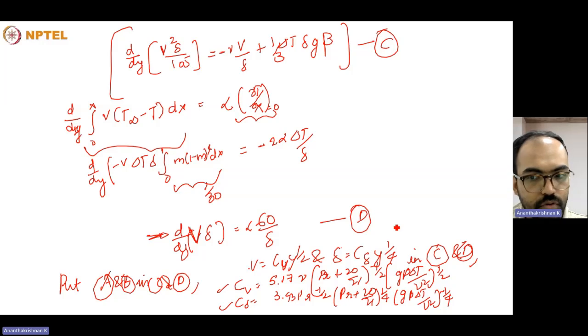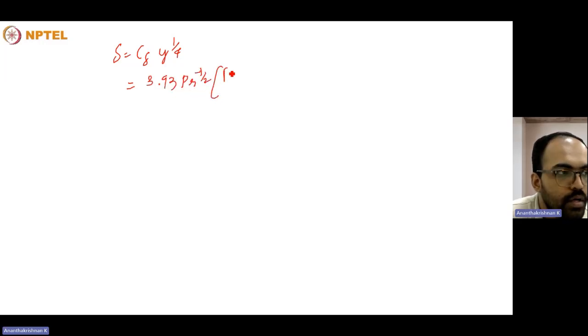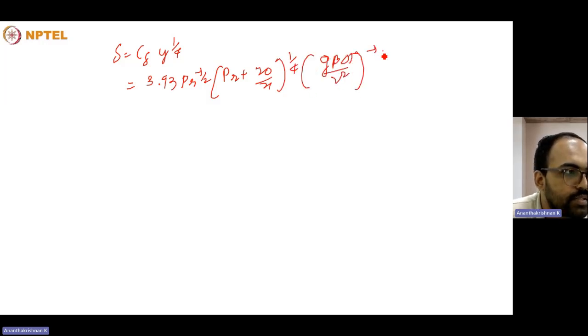CV into Y raised to 1 by 4. So C delta into y raised to 1 by 4. So delta is equal to C delta into y raised to 1 by 4. So that will be equal to 3.93 Prandtl number raised to minus 1 by 2, Prandtl number plus 20 by 21, the whole power 1 by 4, G beta delta T divided by nu square raised to minus 1 by 4, y raised to 1 by 4.